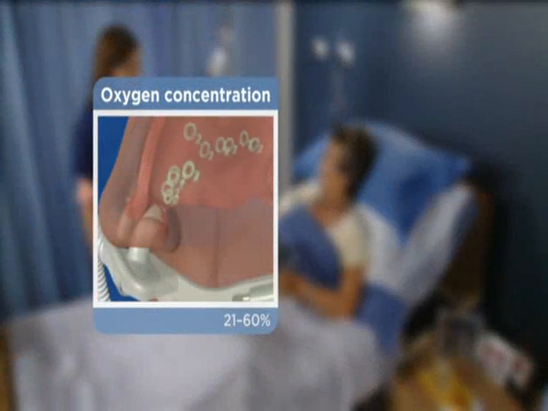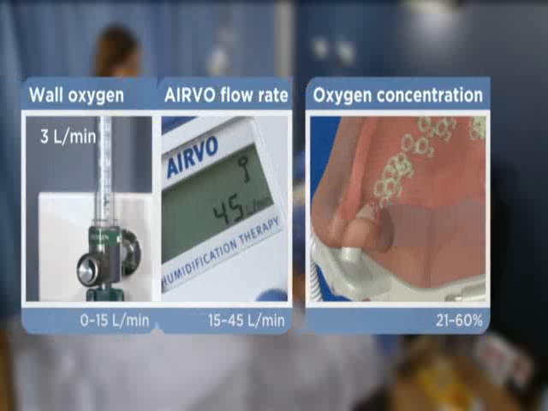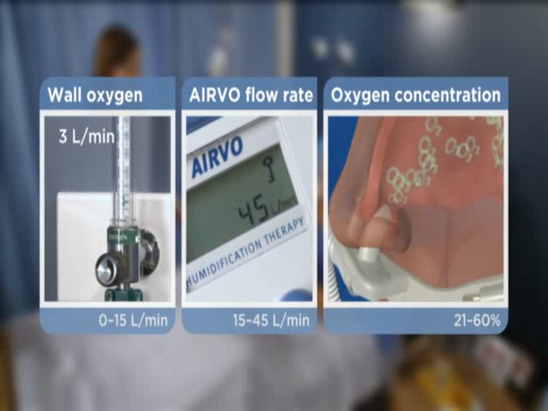The oxygen concentration in the gas delivered by the AIRVO depends on two values: the AIRVO flow rate and the flow rate of oxygen from your wall supply. The total flow rate delivered to the patient, however, is controlled by the AIRVO. Adding oxygen doesn't change the flow rate of the respiratory gas supplied.